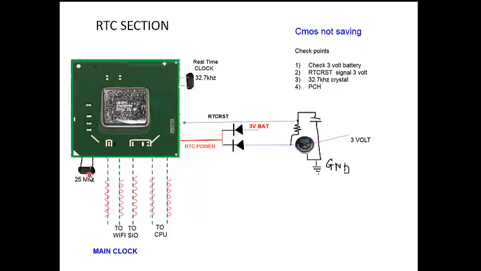So it generates different frequencies. You can see here, these different frequencies coming out from the PCH. And for that it needs a 25 megahertz crystal connected to the PCH. If the clock is not coming, then you first have to concentrate on this 25 megahertz crystal.